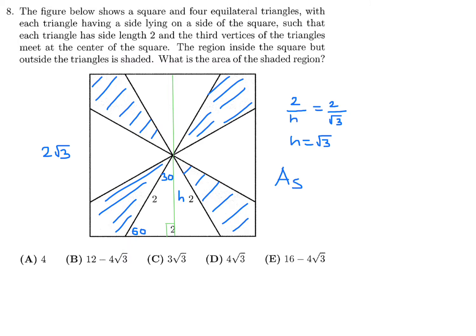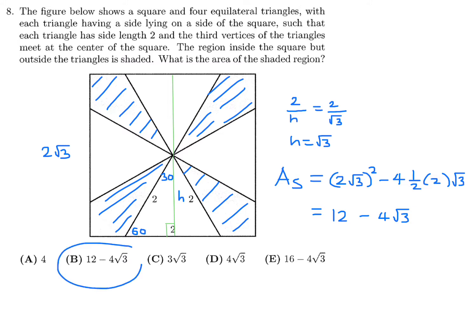So the area of the shaded region is really the area of the square, which would be 2 root 3 squared, minus 4 of those equilateral triangles. So minus 4 times 1/2 base times height. The base is 2, right, from here to here. And the height we just figured out was root 3. So this is what? 2 times 2 is 4. 4 times 3 is 12. And this is 4 root 3. 12 minus 4 root 3. And therefore, number 8, the answer is B.